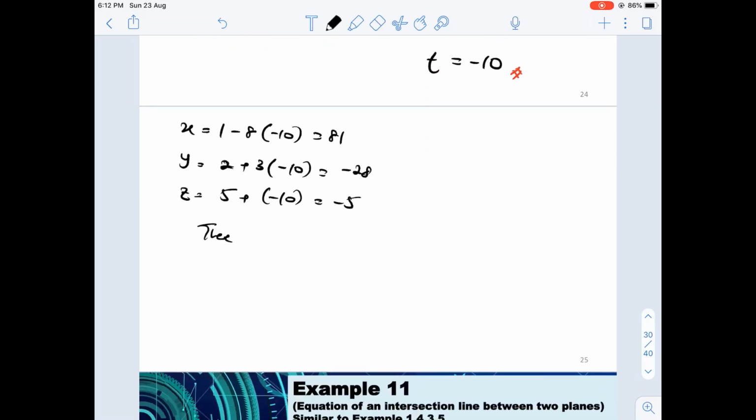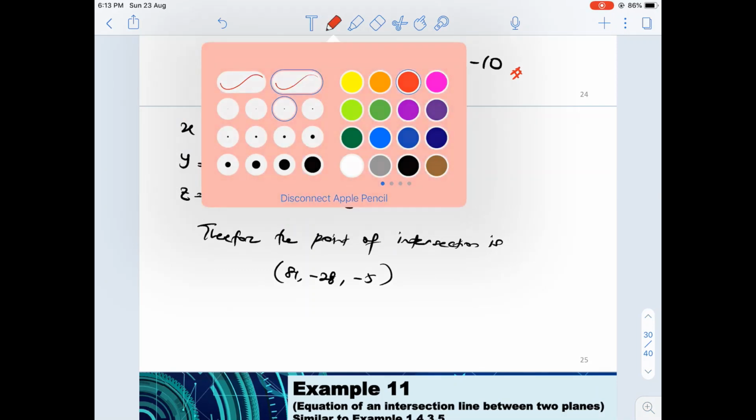Therefore, the point of intersection is 81, negative 28, and negative 5. Done. That's it.